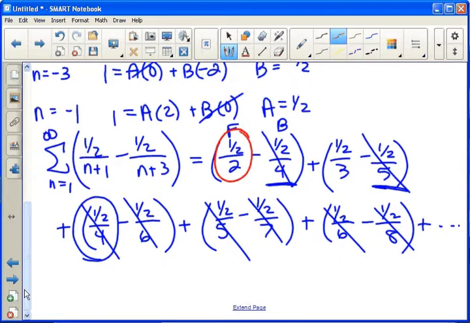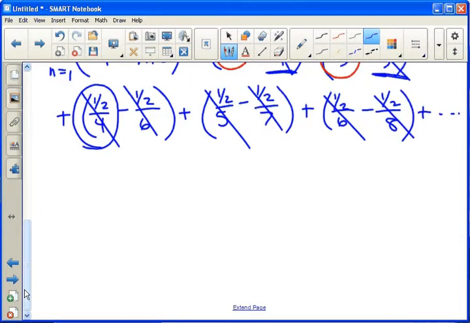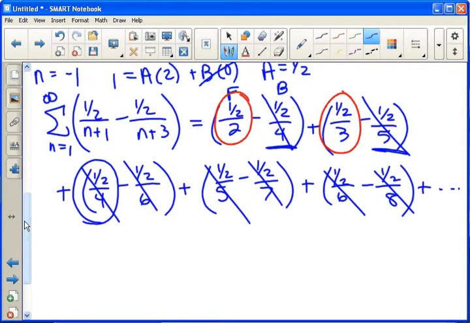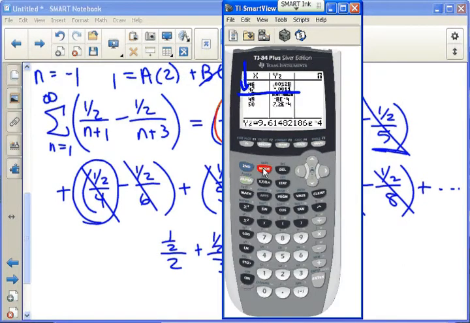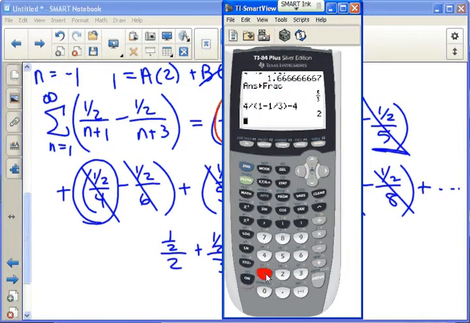So that's 1/2 over 2 plus 1/2 over 3. That's 1/4 plus 1/6. 1 over 4 plus 1 over 6. We get that, which I think is 5/12. It is. 5/12 is our final answer. That is the sum of this series.